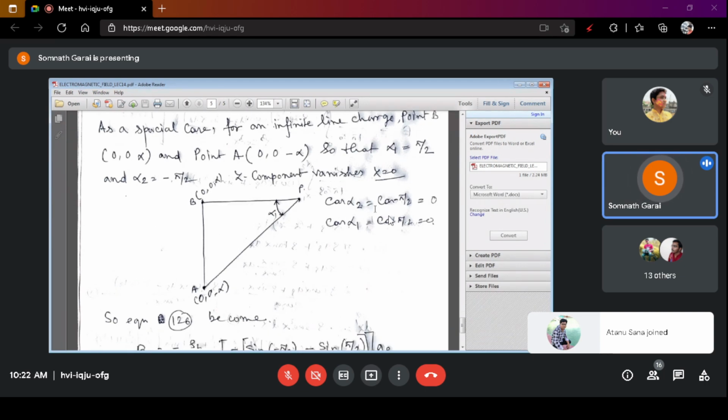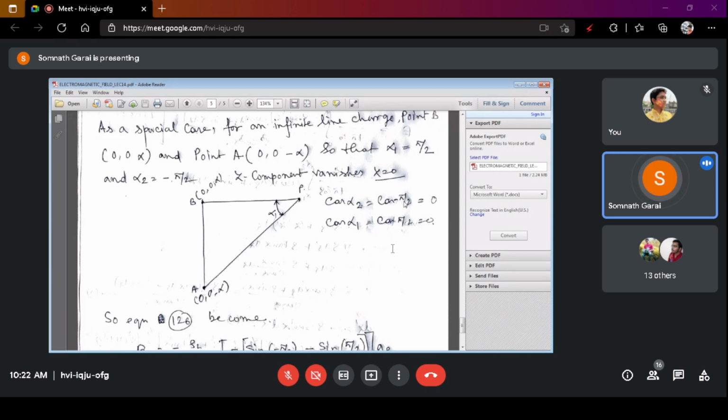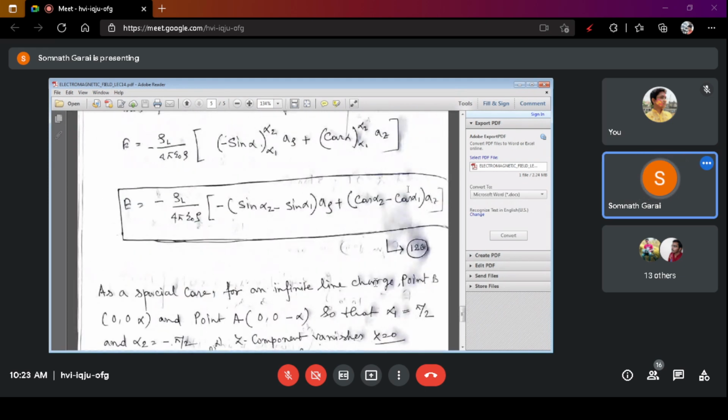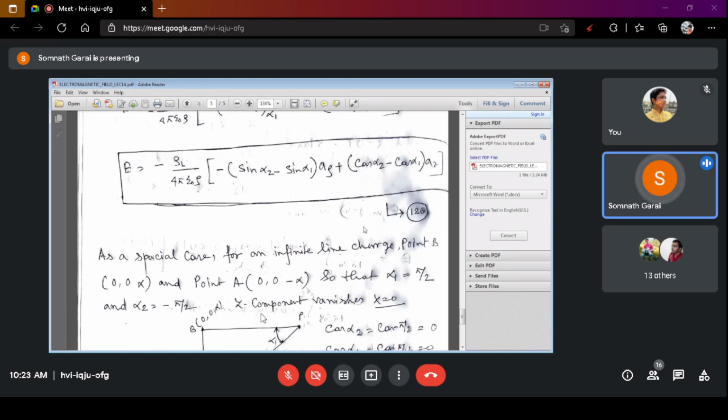So in that case, cos alpha 2 is equal to cos of minus pi by 2. So that will be minus 1. Not 0, it is minus 1. And cos pi by 2 will be 1. So this term, plus 1 to minus 1, that is minus 1 to plus 1, that will be 0. So the z component will be 0.